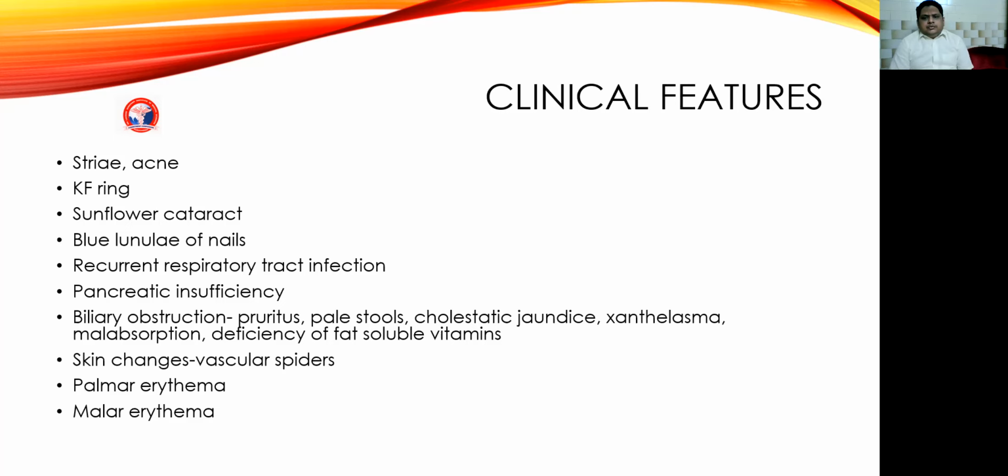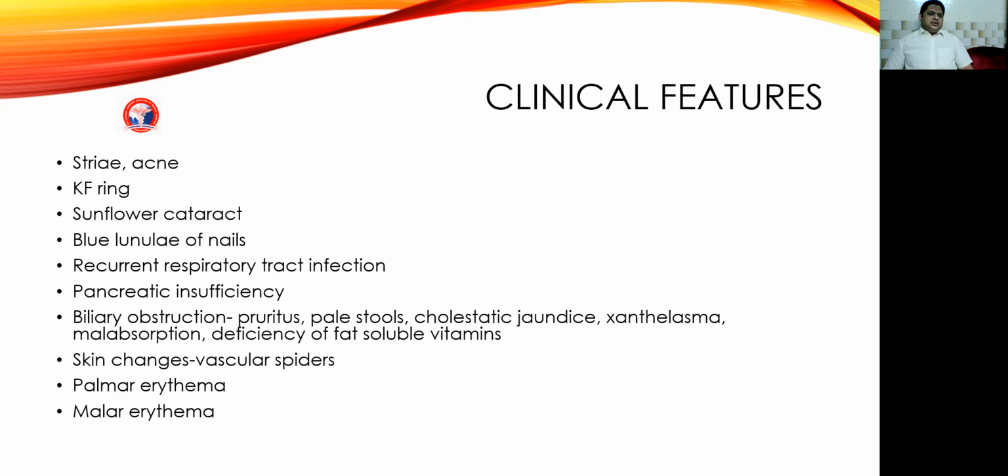Now we go into the clinical features of cirrhosis. So what are the clinical features of cirrhosis? On examining a child, you have to look for striae. You have to look at the skin. Examine the child. You have to ask the child to remove the dress and look for striae on the skin or the trunk. Next is acne. You can see acne on the face.